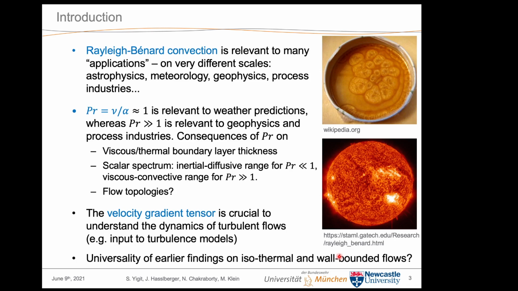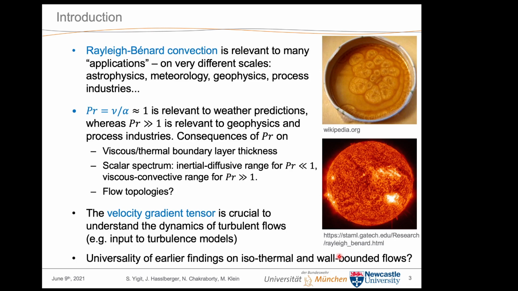For example, in terms of the boundary layer thickness or the ratio of the thermal and viscous boundary layer thickness, but also like the spectrum related on the one hand to velocity fluctuations and on the other hand to temperature fluctuations. This depends a lot on the Prandtl number. Actually, for the high Prandtl numbers, you have an extended range with respect to the temperature fluctuations. But the contribution that we want to make here is the so-called flow topology analysis.